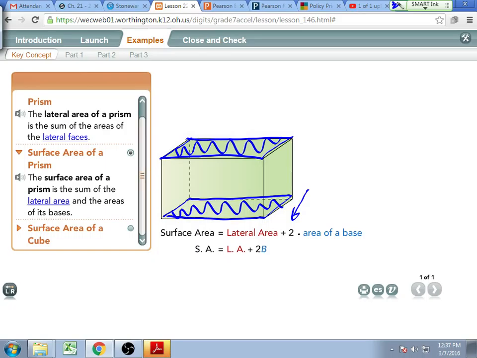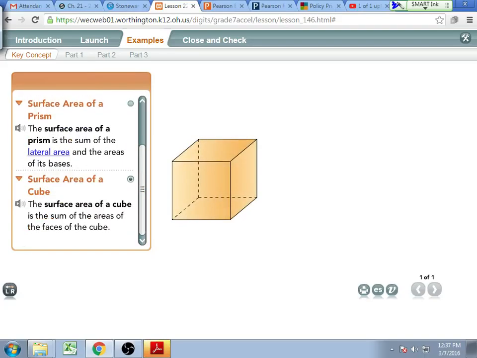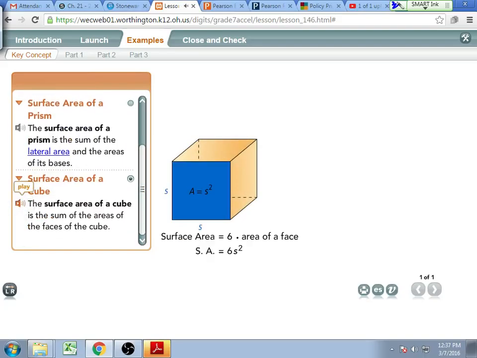Now a cube is actually even easier. If I can get my screen to clear. There we go. A cube. Suppose you have a cube. It is easier because we know that all of the faces are identical. So just like we did in our warm-up problem, if I find one face, which would be this length squared, I can then multiply by 6 to get all of them.